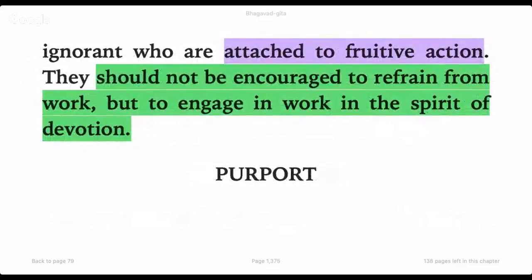Those who are attached to fruitive action, don't disturb them. People are acting on one platform, don't just go and disturb them. They should not be encouraged to refrain from work, but to engage in work in the spirit of devotion. Gradually, people have to be lifted. Okay? People are going to Devi temple, don't stand there and stop them. But you go to Vishnu temple, study Bhagavad Gita.